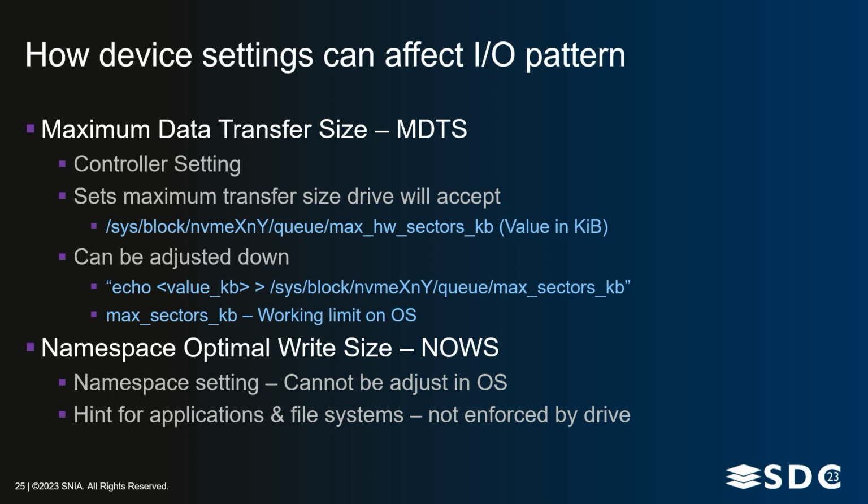And then you have the namespace optimal write size, which can't be adjusted in the OS. And it's really just a hint. It's not required. It's just saying, hey, if you want the best out of me, try to do this.